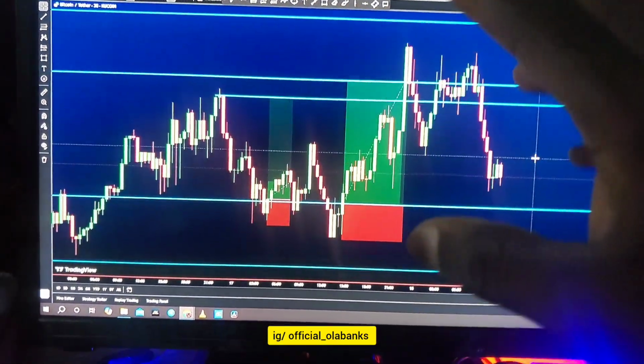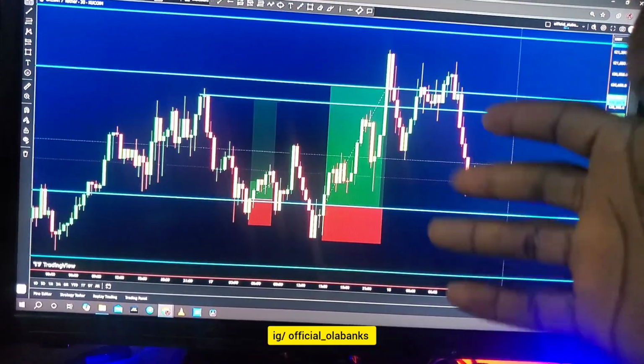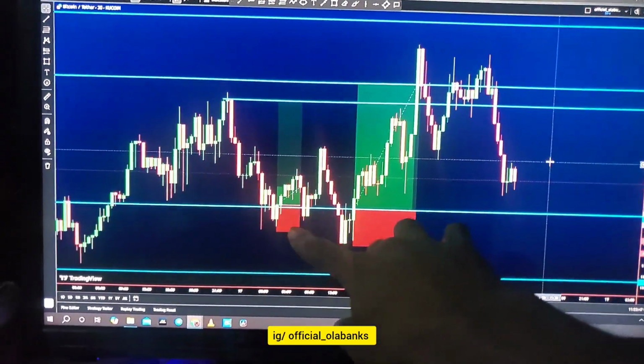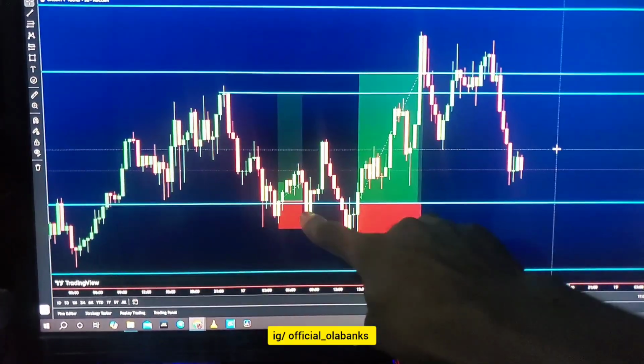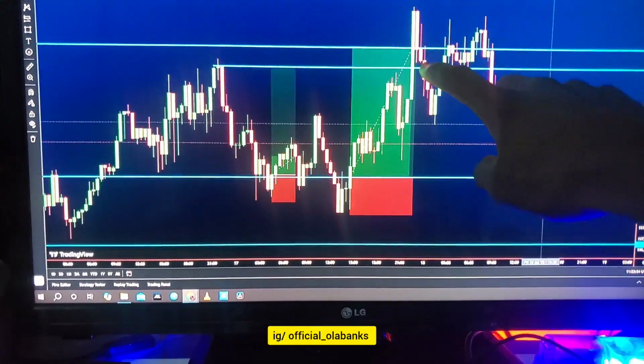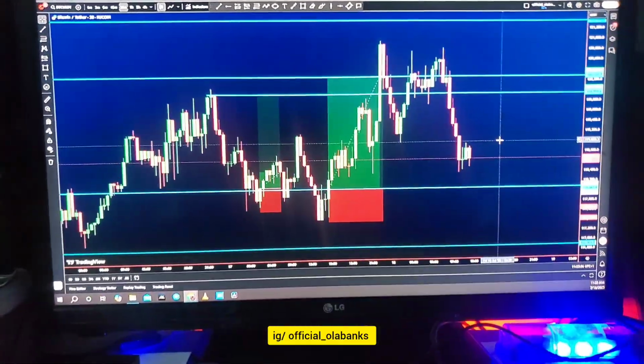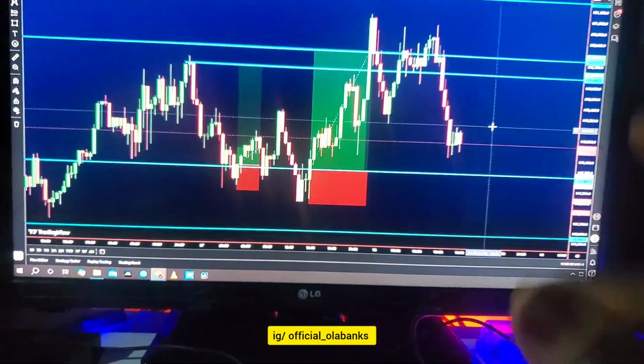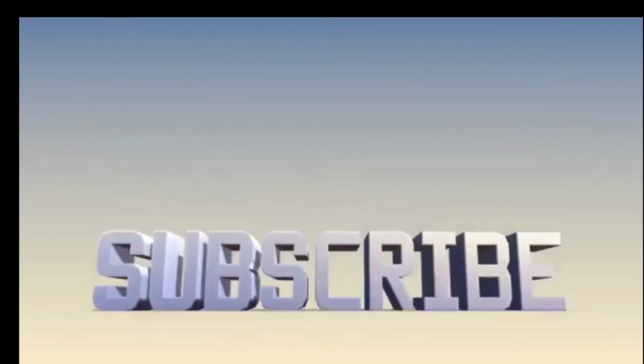We already know that it is still a buy trend. This one was just a wrong entry, and the main bias here is we are still buying. You feel me? So that's the point. Top-down analysis.